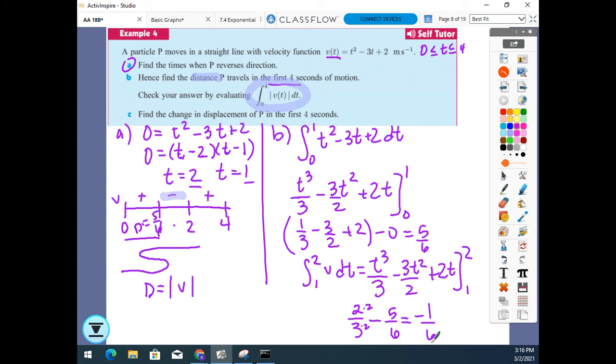This makes sense because I knew I'd get a negative number, but what is the distance traveled? My distance is always positive, so it's going to be a positive 1/6. So far I have 5/6 plus 1/6, so I've traveled a distance of 1 meter. My last thing I've got to do is from 2 to 4 of my velocity. Finding this distance from 2 to 4. This is why this is super annoying, sorry, and I didn't give you enough room.